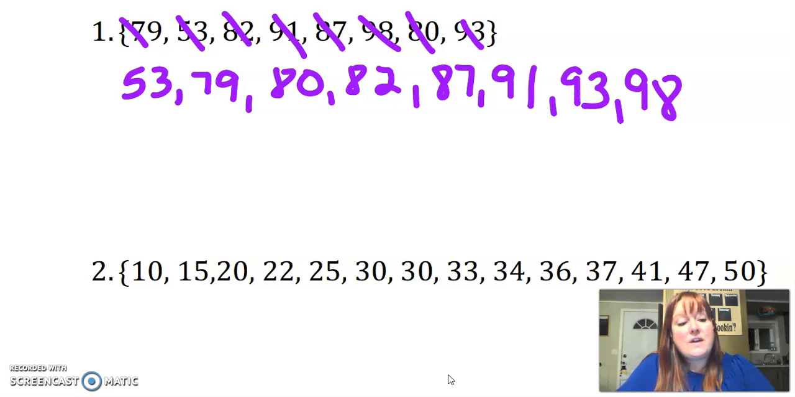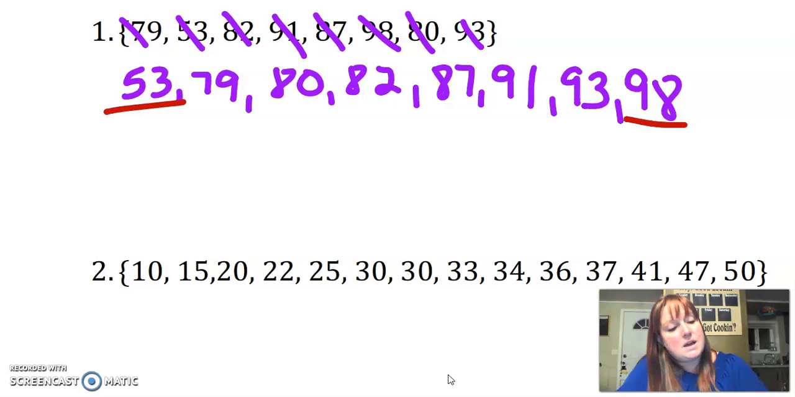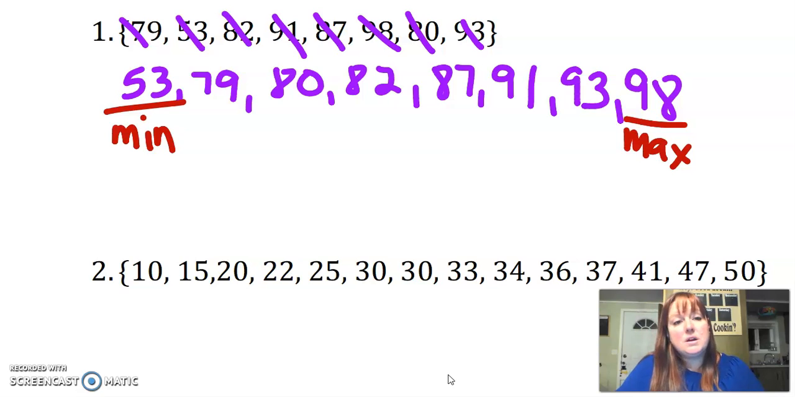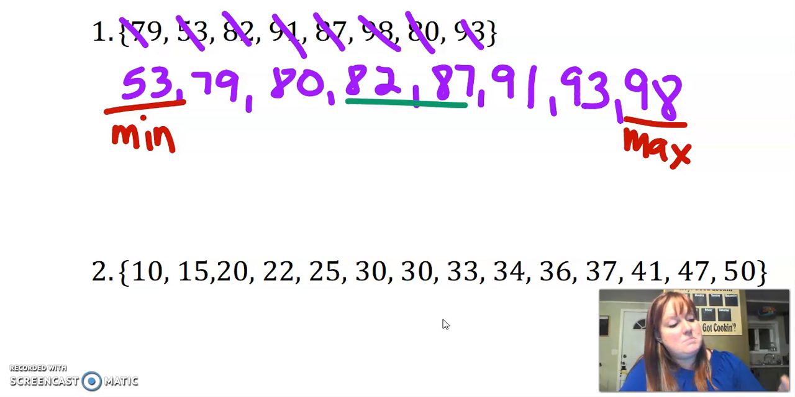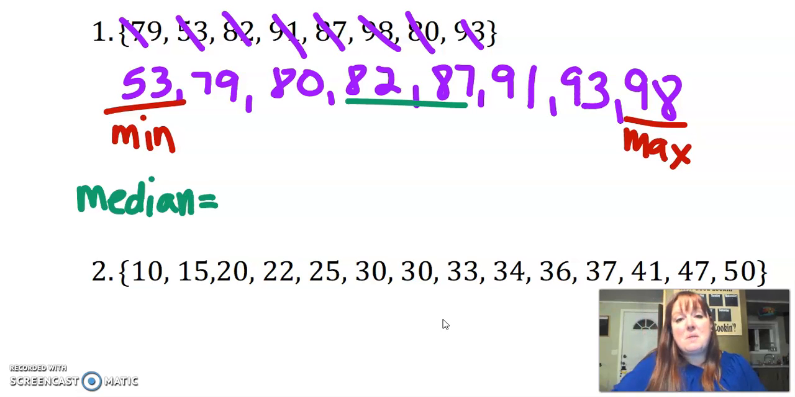Okay, so we're looking for the 5-number summary. We already know our min and our max. So now we look for our middle number. Here, here, here. Okay, so these two right here are our middle numbers, right? So we have to average those two. To find our median, there isn't one middle number. We have to find the number that would be exactly in the middle of these two.